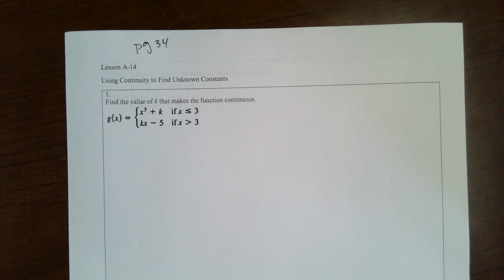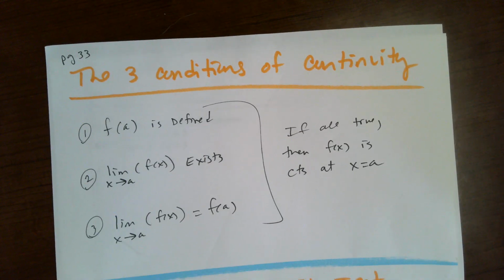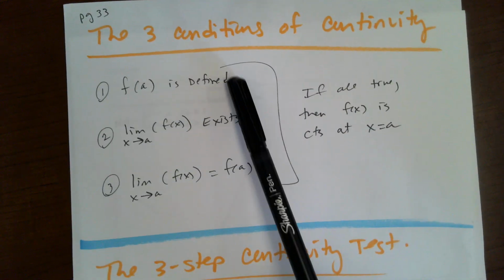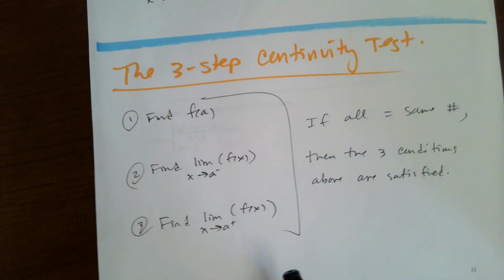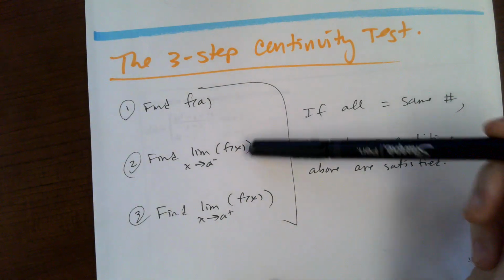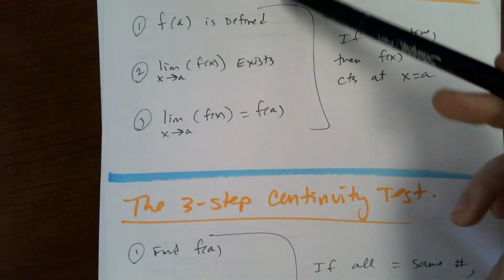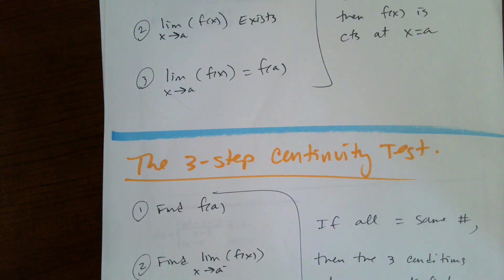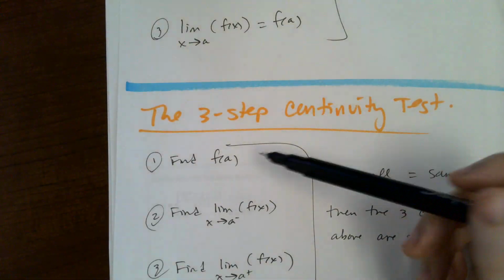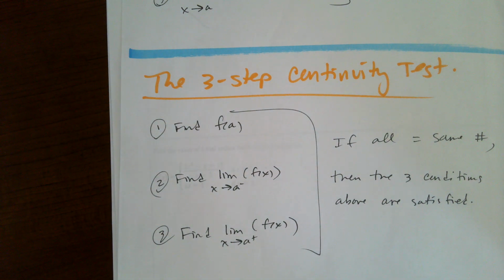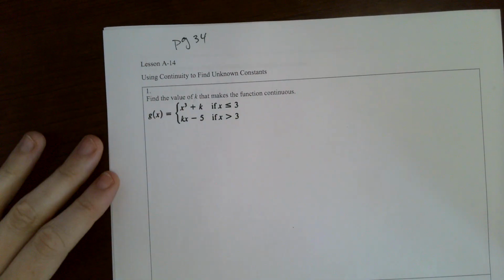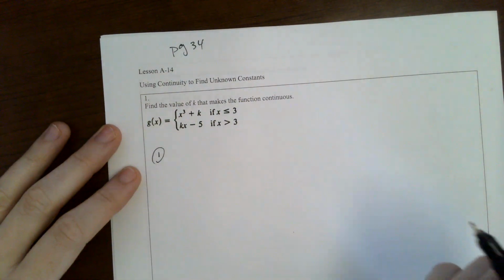So if you have a problem like this, this is from page 33 that we wrote down. These are the 3 conditions of continuity. And this 3-step continuity test, if we can get the same number for all 3 of these, then these conditions up here are satisfied and the function is continuous. So what we'll do is set up the 3-step continuity test and then see if we can find an equation that will allow us to solve for k.